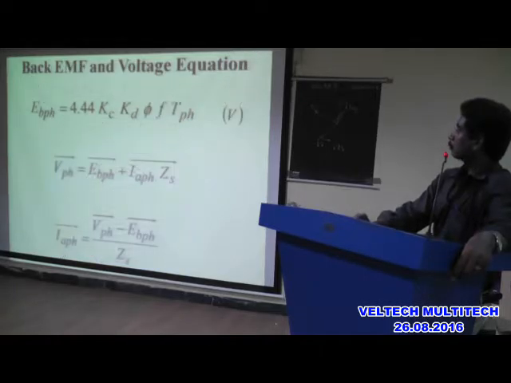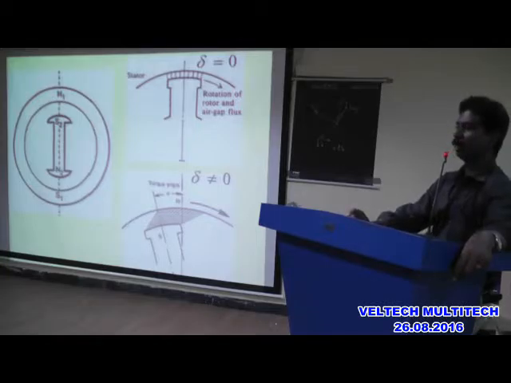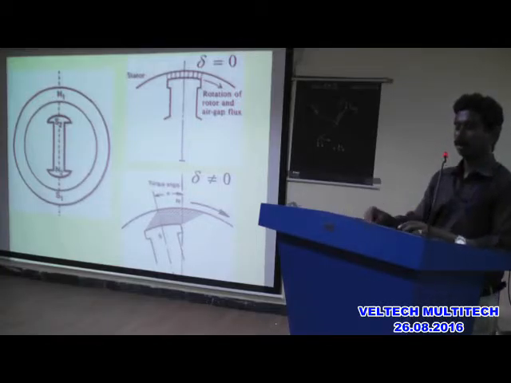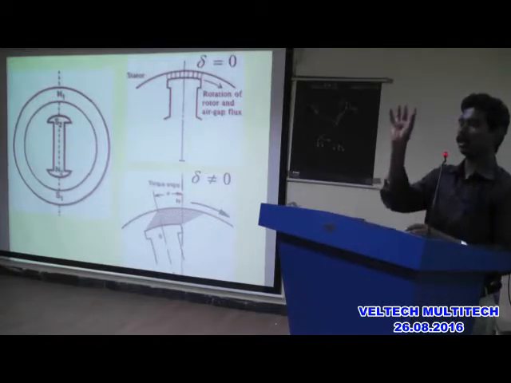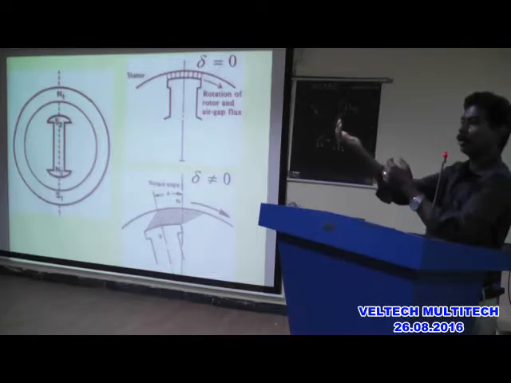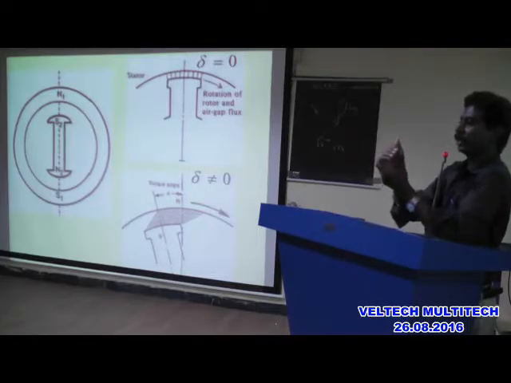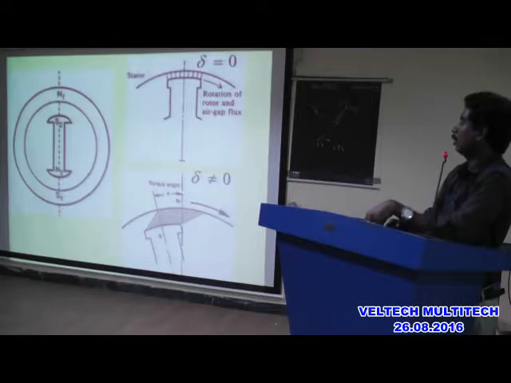Now the synchronous motor on no load. Then if you increase the load, what will happen? Once the rotor is locked with the rotating magnetic field, both of them will be in exact synchronism. If you increase the load, what will happen? The rotor tries to come out from the synchronism. So this angle is called delta.